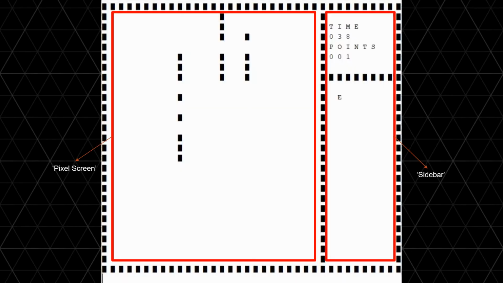Now we'll explain how our code works. Our game screen is composed of two separate components. Number one is the pixel screen on the left, which shows all the Morse code segments. On the right is the sidebar, which shows the time, the points, and whatever characters the player has input correctly.